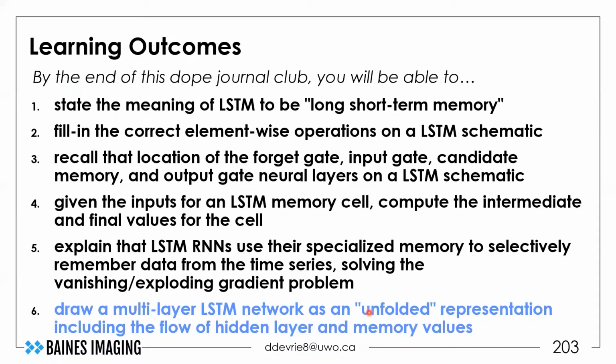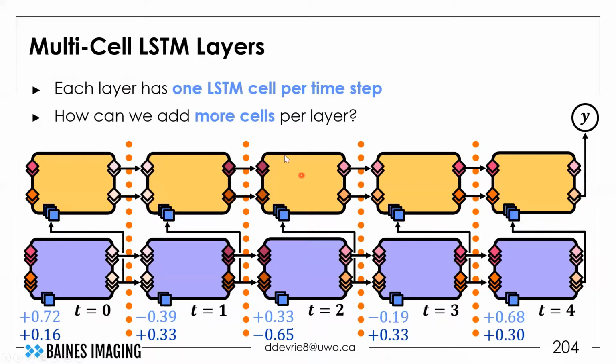So we'll go one farther in our learning outcomes, and this will be useful when we start to do our Keras demo that Salma is going to lead us through. And this is to do multi-cell LSTM layers. So let's just break that down for a second. So again, we have LSTM layers. The purple cell here is layer 0, the yellow cell is layer 1.